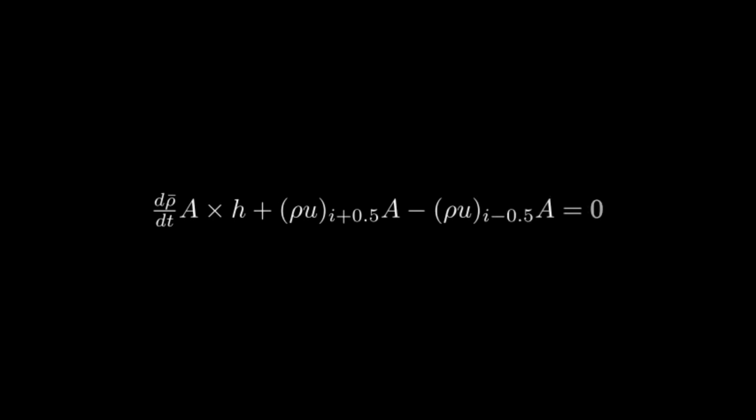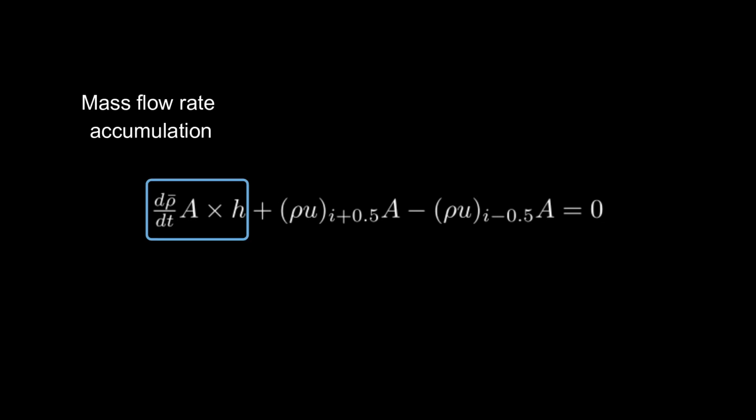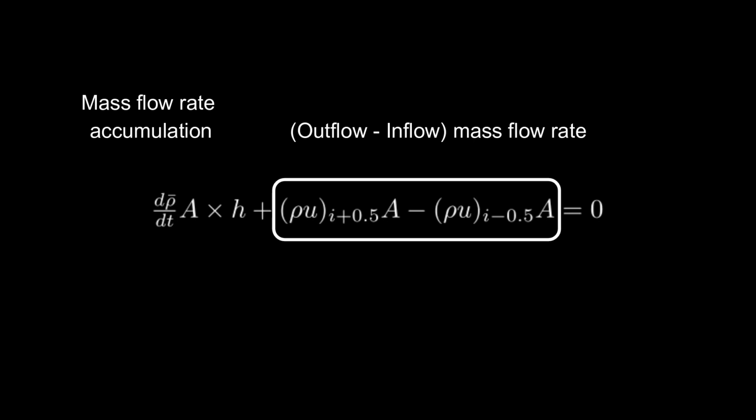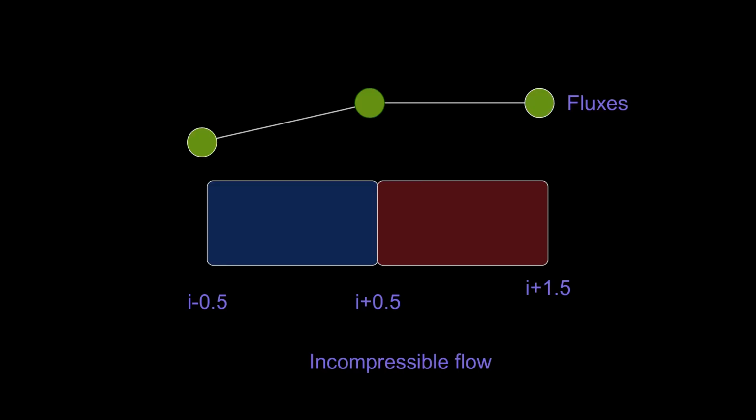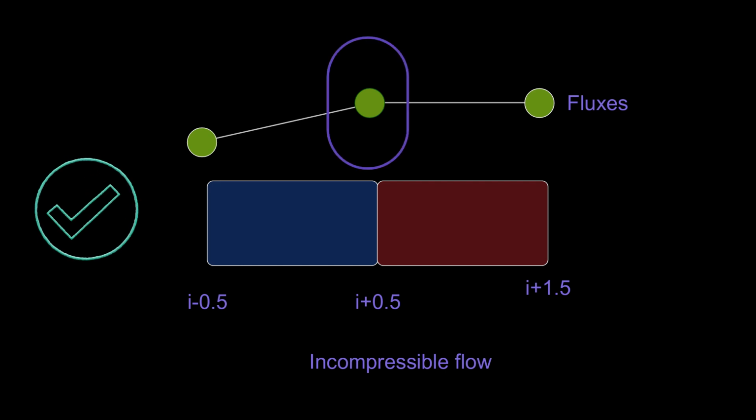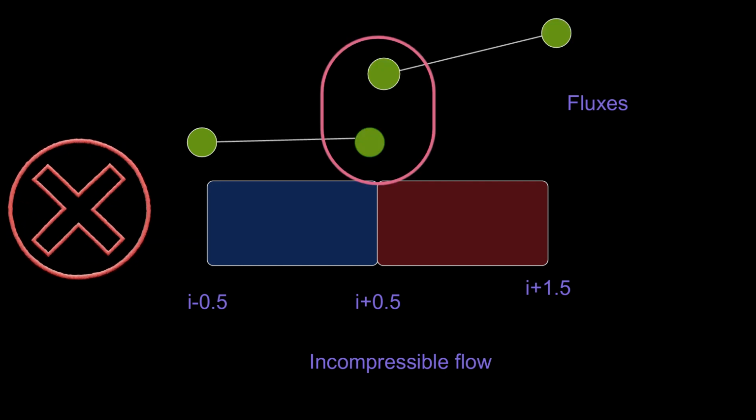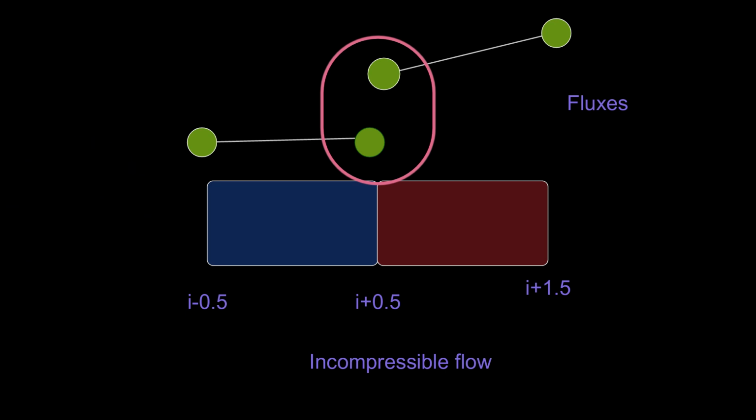In FVM, we can visually see the rate of change of accumulation of mass in the cell is equal to the summation of inflow and outflow mass flow rate. Other than that, for incompressible flows, we numerically ensure the continuity of fluxes at the cell interface. These are the reasons FVM is called conservative scheme.